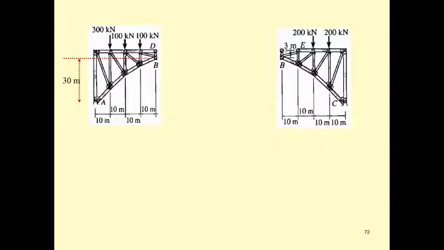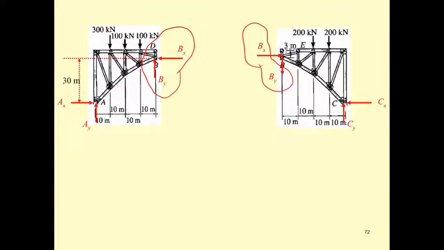Okay, let's draw the free body diagram over here. We have A sub x and A sub y. We have C sub x and C sub y. And at B, don't forget the magnitude of the force S_B. They are equal, but in the opposite direction due to Newton's third law.